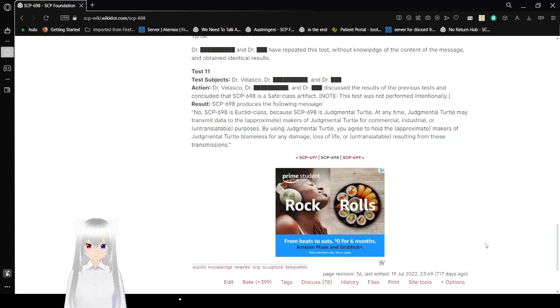How interesting. The SCP actually classified itself as Euclid and people around it were thinking that it was safe. And they didn't even mean to make it say anything. That was SCP-698, also known as the Judgmental Turtle.